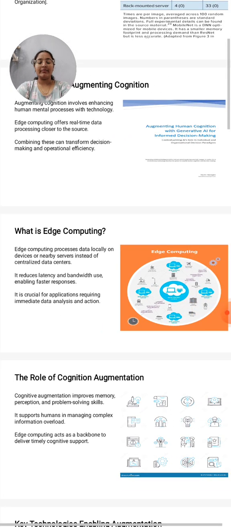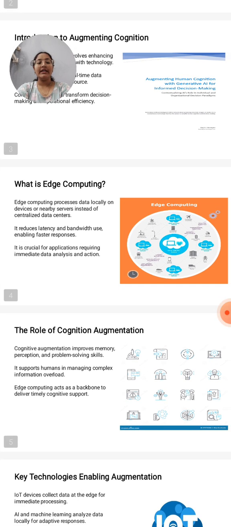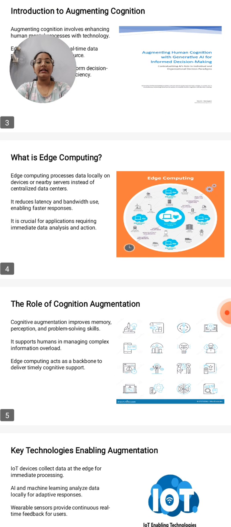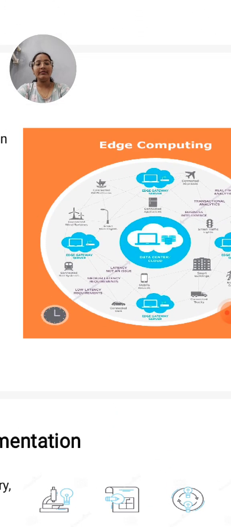What is edge computing? Edge computing processes data locally on devices or nearby servers instead of centralized data centers. It reduces latency and bandwidth use, enabling faster responses. It is crucial for applications requiring immediate data analysis and action. Here is the photo of edge computing.